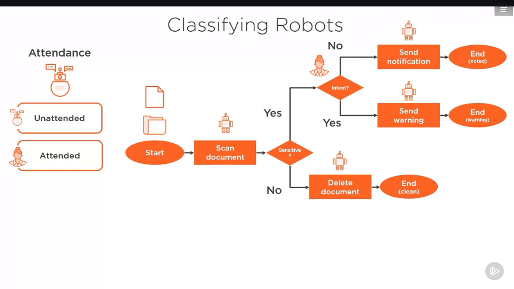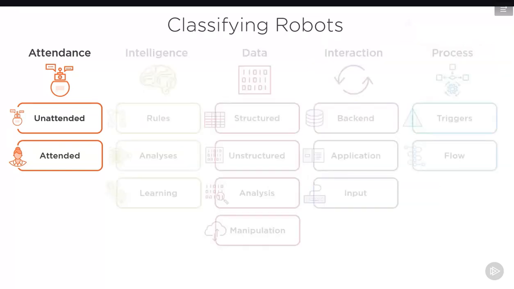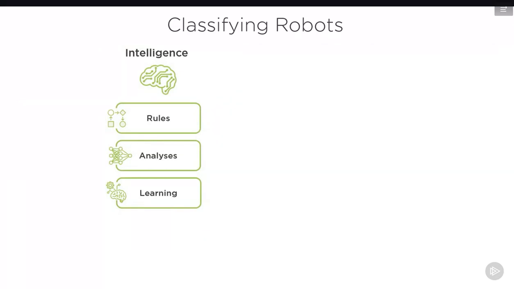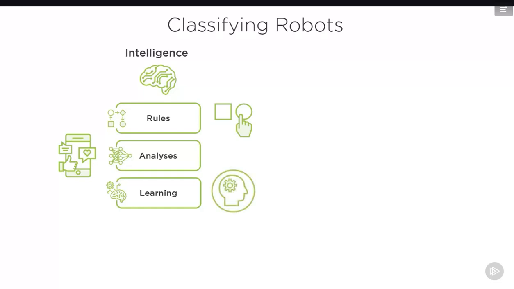This is an important characteristic to keep in mind when setting up your robot. Then besides attendance, we also have intelligence. And this is the way that the robot receives input from the environment. This can be based on business rules, so that is the logic to be programmed into the robot, but it can also be based on analysis. A good example, for instance, is a robot that scans social media, and based on analytic data, it makes certain decisions. And we can also use machine learning and artificial intelligence within our robot to make it a self-learning robot.